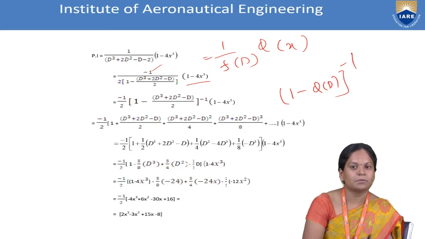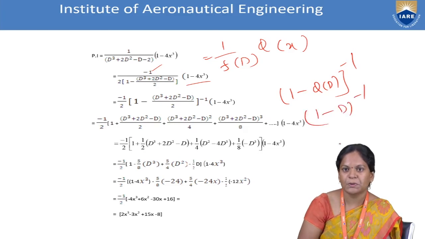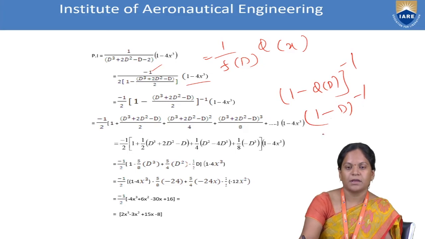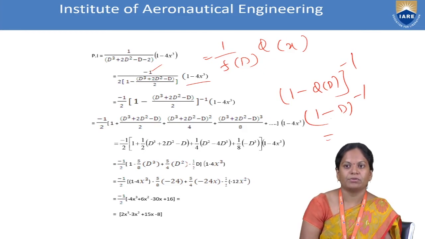Take minus 1 by 2 common, and this is like which form? 1 minus D whole inverse form. What is 1 minus D whole inverse? 1 plus D plus D square plus D cube and so on. So here we have minus, here also minus. If both are minus, then all the terms are positive. 1 minus D whole inverse is nothing but 1 plus D plus D square plus D cube and so on. So minus 1 by 2 into this, and up to which term do we have to consider? Here we have x cube, which means we have to consider up to the third term.